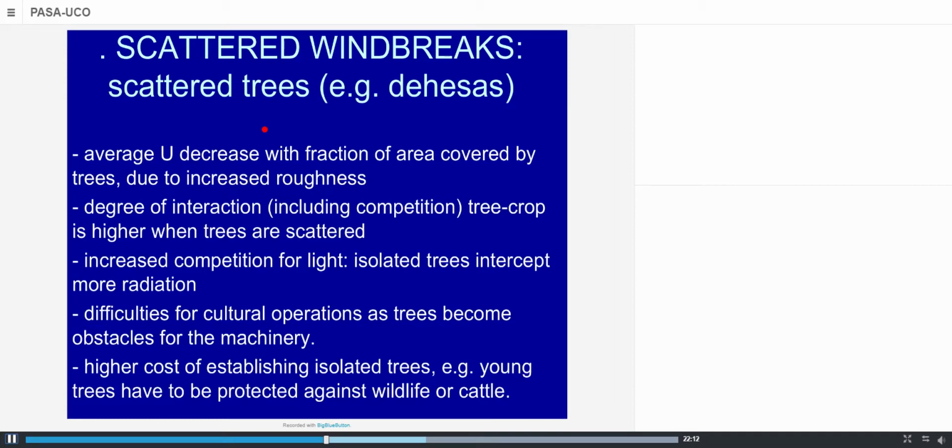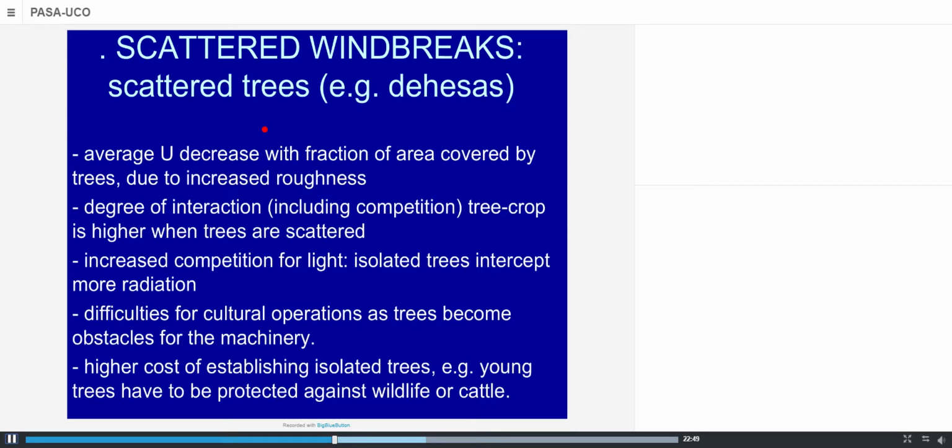One important difference between a scattered windbreak and a regular windbreak, where trees are in a row, is that the degree of interaction, and the degree of competition too, between the tree and the crop is higher when the trees are scattered. We have also an increased competition for light because isolated trees intercept more radiation in proportion to trees in a row.